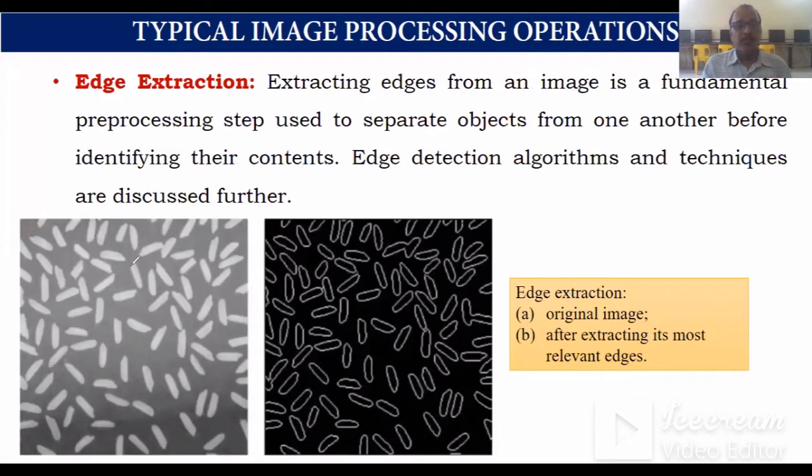Now next is edge detection. This is also one of the important techniques. See the image, this is our image. Now we want to find the edge of each object. In object recognition and object detection, we need edge detection.